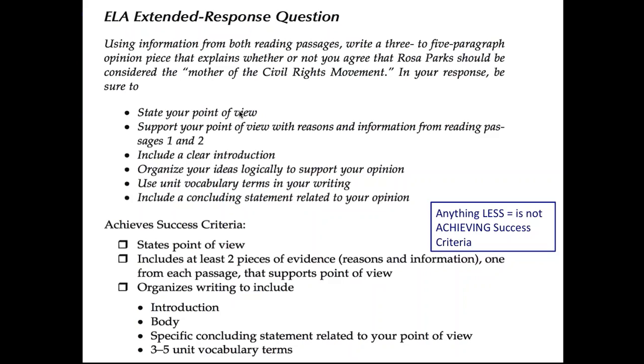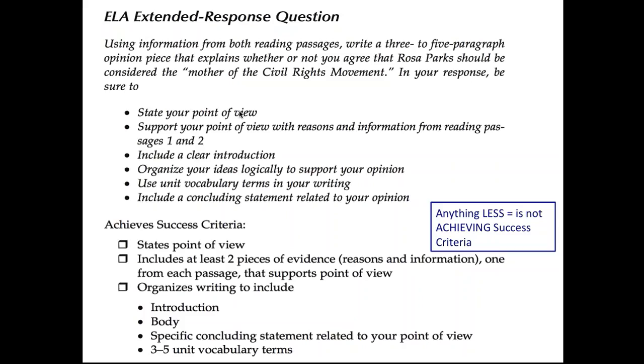Now when we see their scoring guide, it's right there. States the point of view, includes 2 pieces of reasons, 1 from each passage, and organizes their writing into an introduction, body and concluding statement to relate to their opinion. Critical that we have that alignment between what is in the directions that you see here that I've just copied again, and that achieves success criteria. Anything less, they're not achieving.